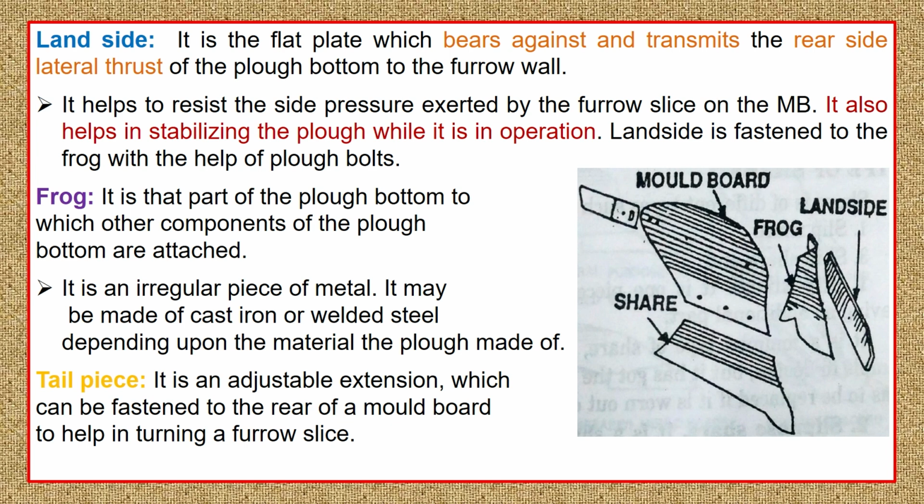The tile piece is an optional part or component of the MB plough. It is attached to the moldboard at the rear end of the moldboard as an extension, and it helps with further inversion of the soil. So if you want to invert the soil more, in such cases the tile piece is attached. Otherwise, in general, the tile piece is not used in the MB plough.